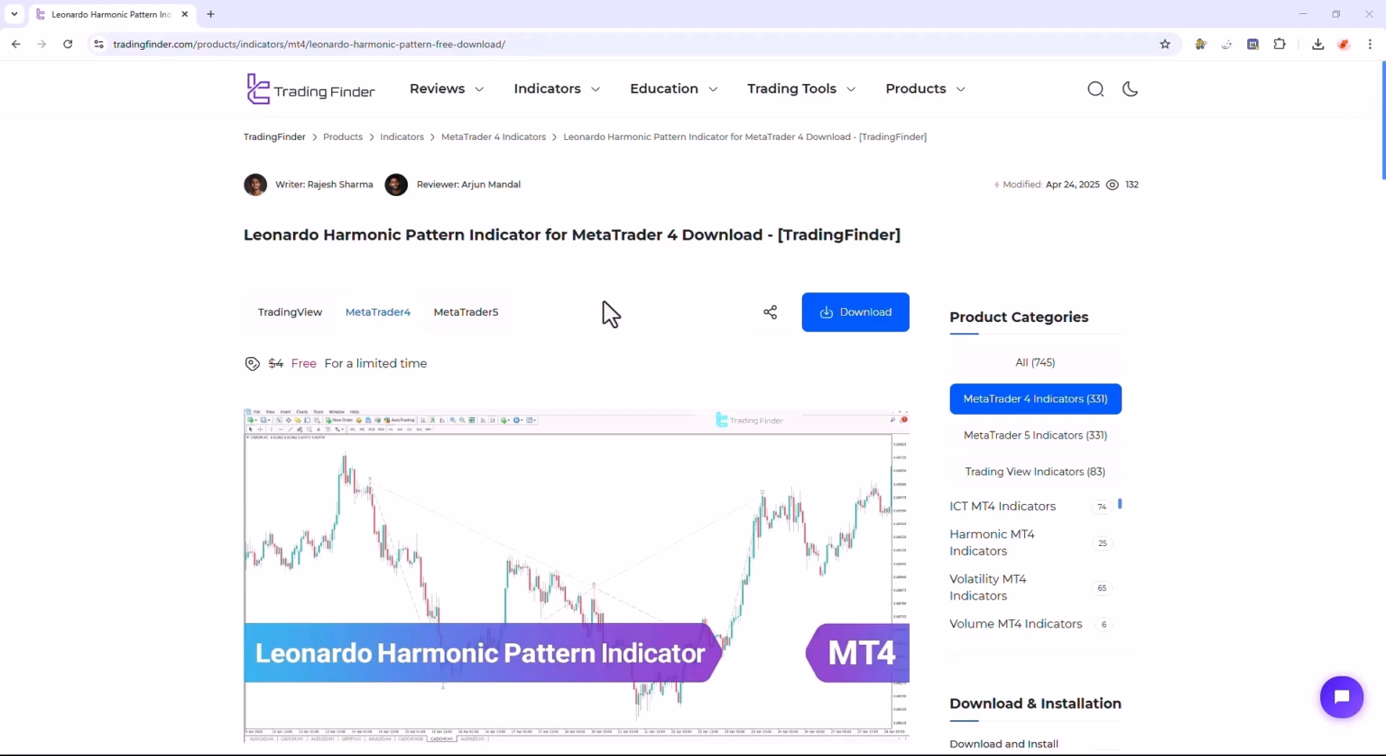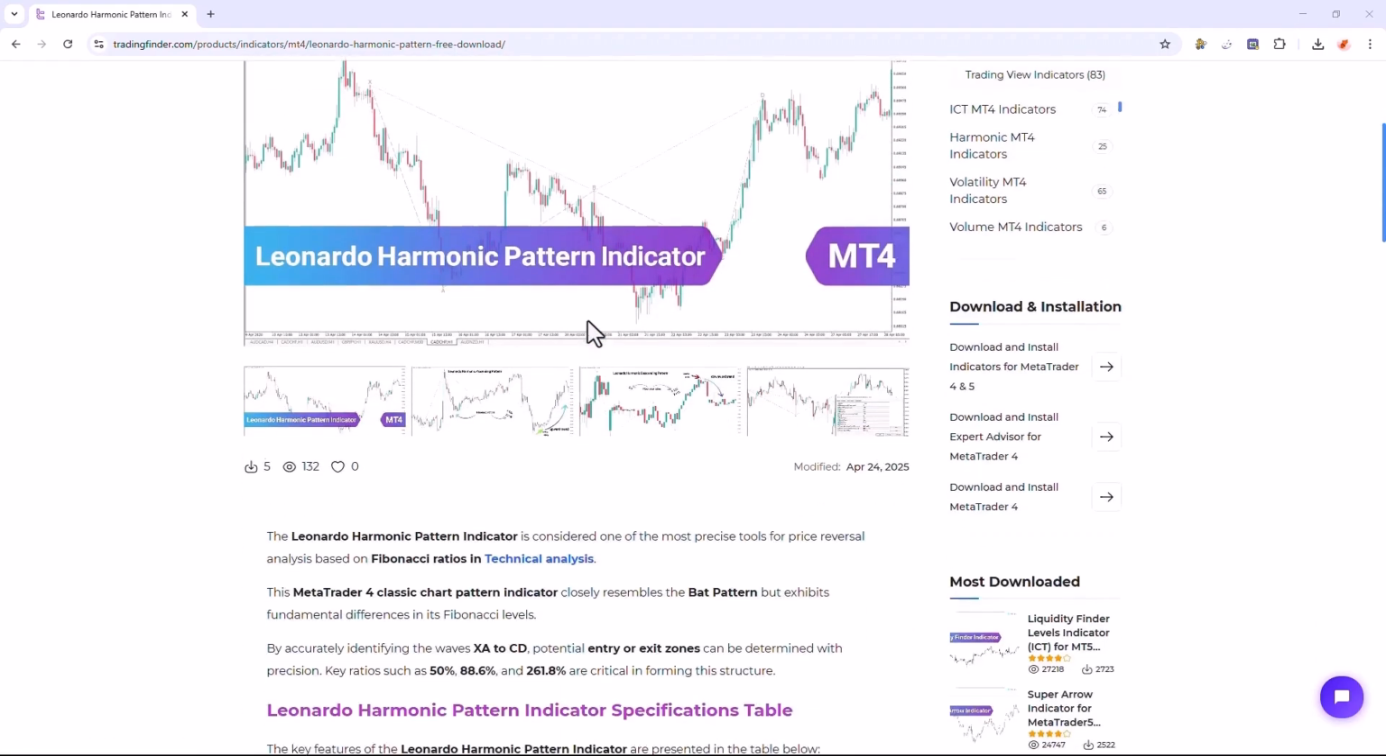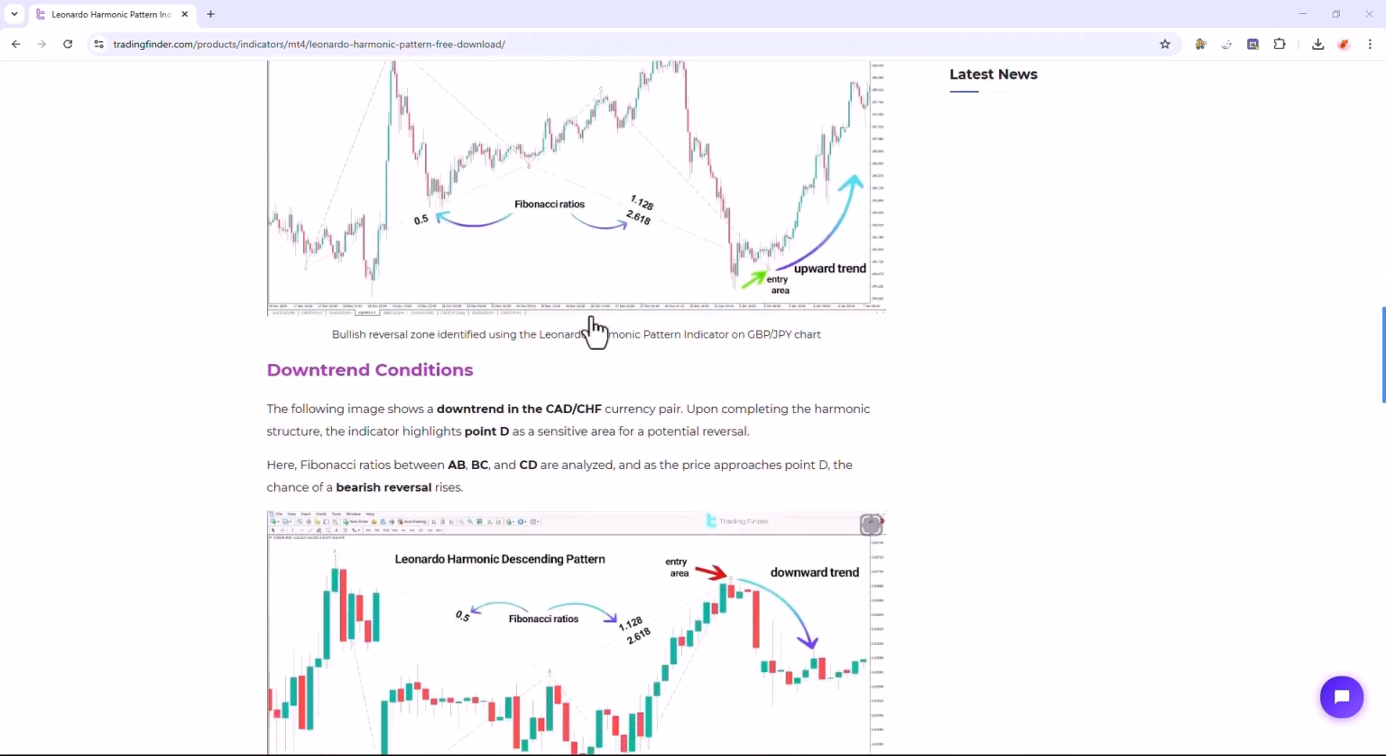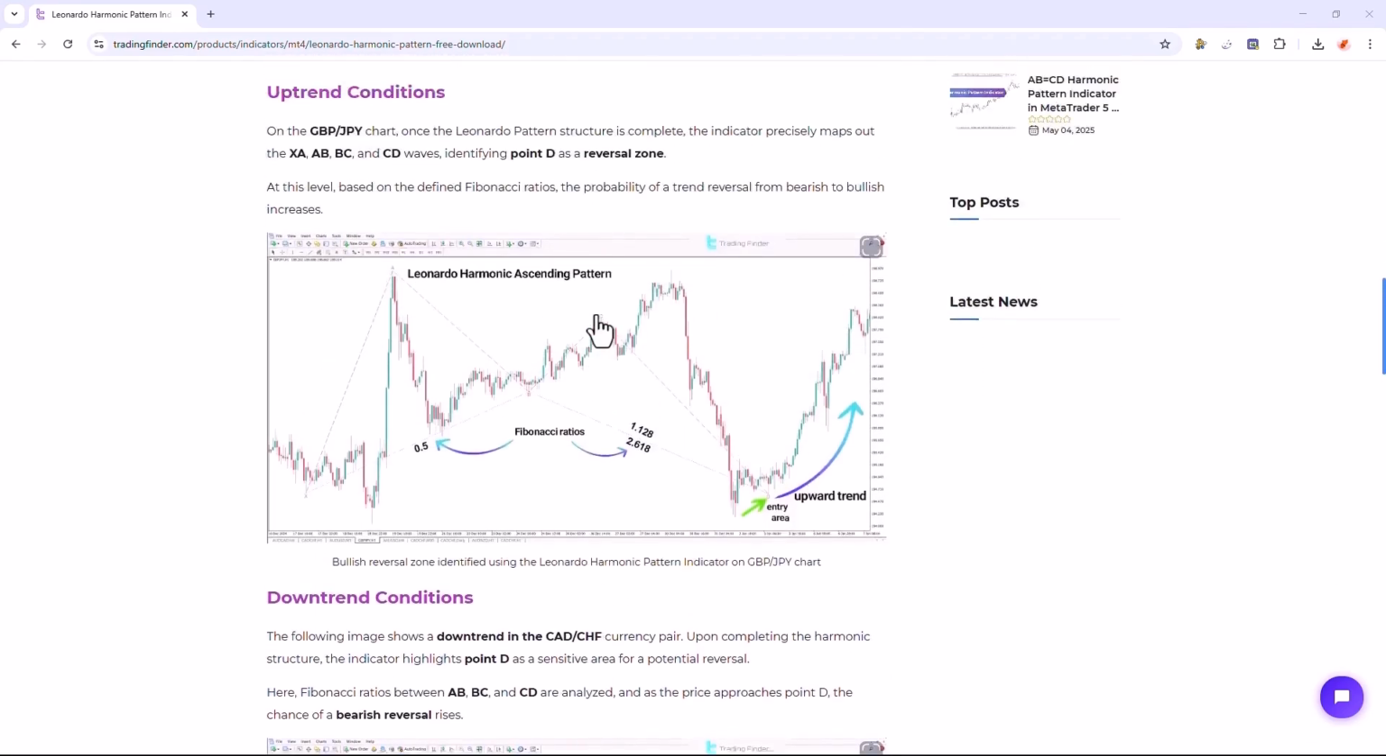the Leonardo Harmonic Pattern Indicator, which is offered for various platforms on the TradingFinder website. From this section, you can download the indicator file for MetaTrader 4 and MetaTrader 5 platforms and run it on the chart. Additionally, traders can read this page to understand how the indicator works and functions.